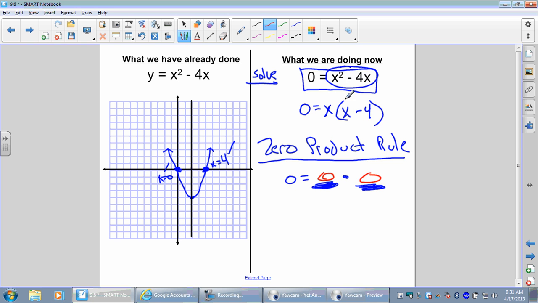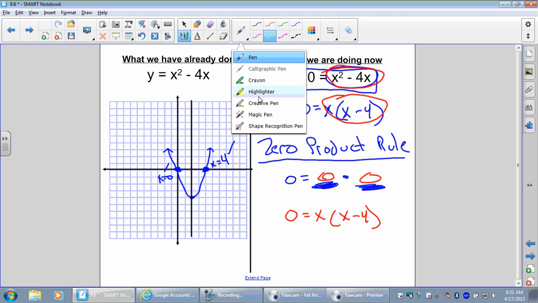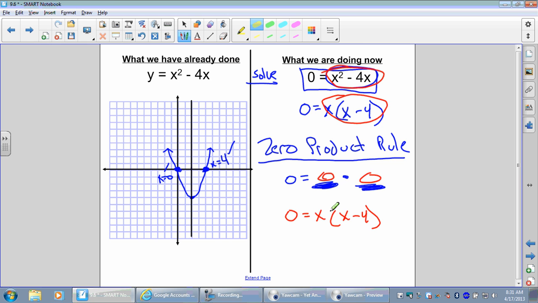Now, here we don't have a multiplication problem. Here we do. If you remember, I stressed during the factoring unit what is factoring, and to us it's creating a multiplication problem. So, if we can create a multiplication problem, we know something. Now look at this. This one is 0 equals x times x minus 4. So I know that either this is 0 or this is 0.